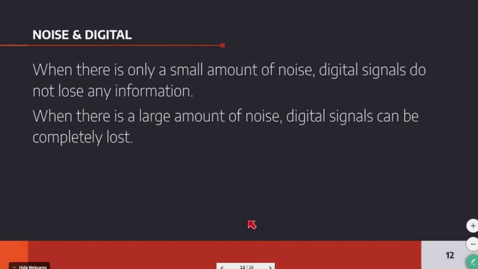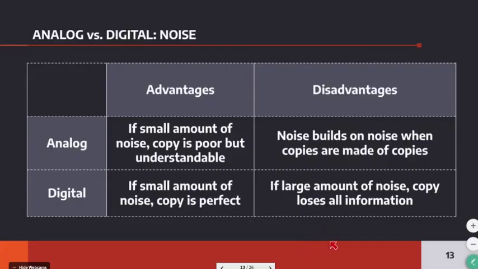So to summarize, if there's only a small amount of noise, digital signals lose no information. Digital signals are far superior to analog. But if there's a large amount of noise, digital signals can be completely lost, where we get no useful information out of it whatsoever, versus analog where you might get some. So go ahead and summarize that in your notes as shown on the screen. Pause it if you need to.